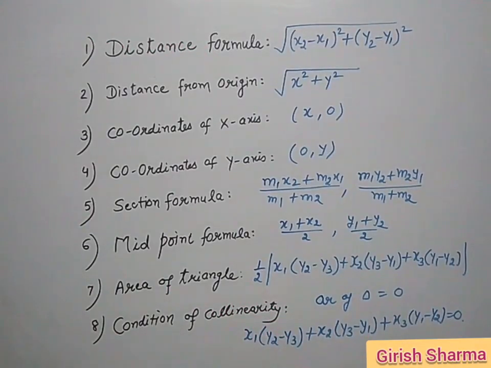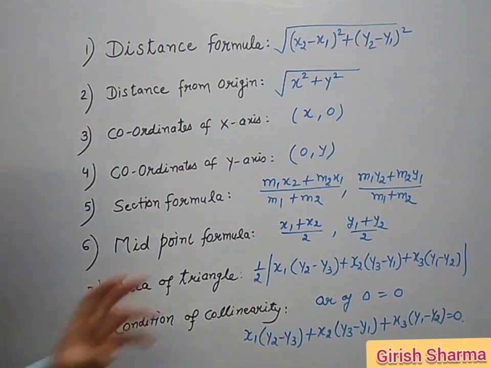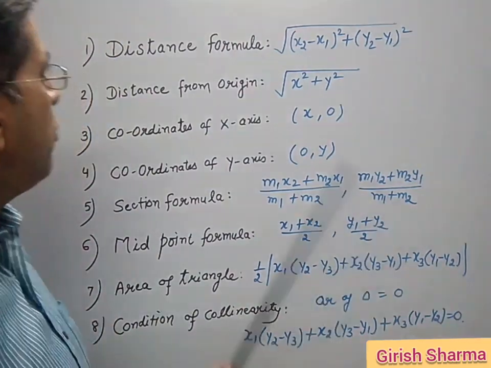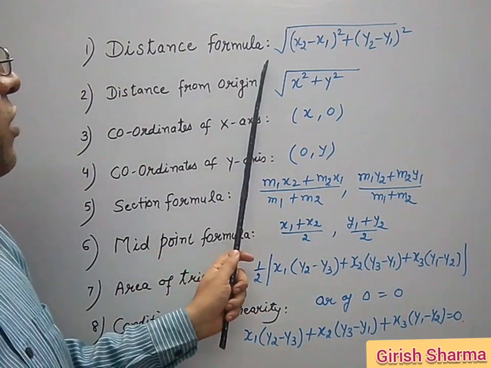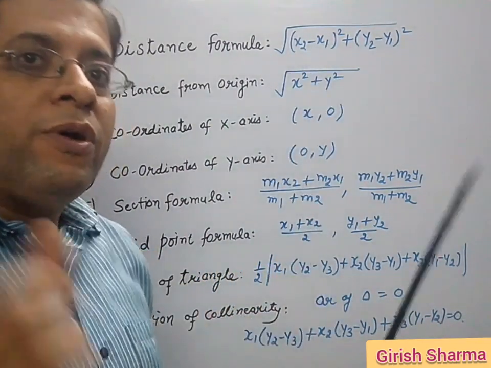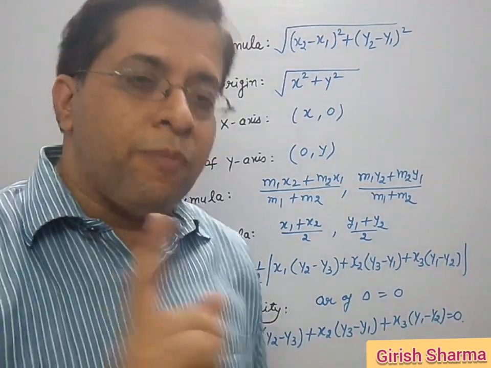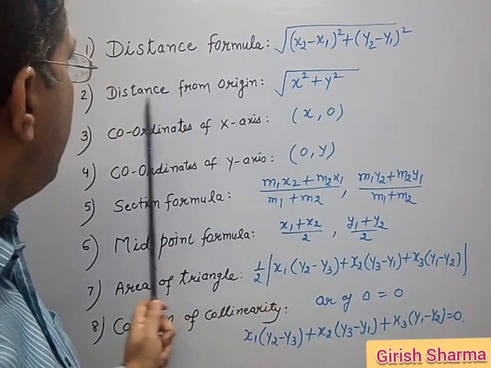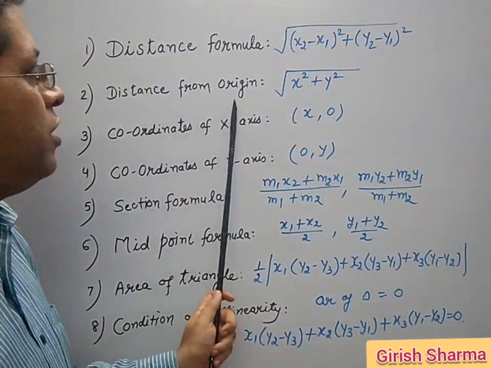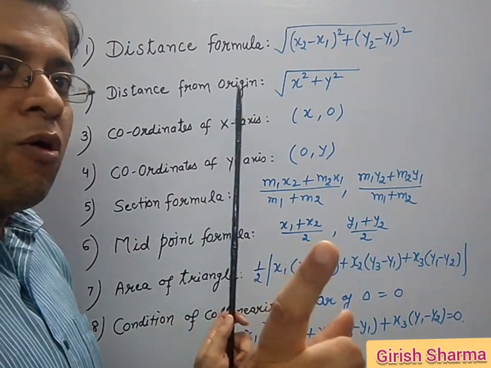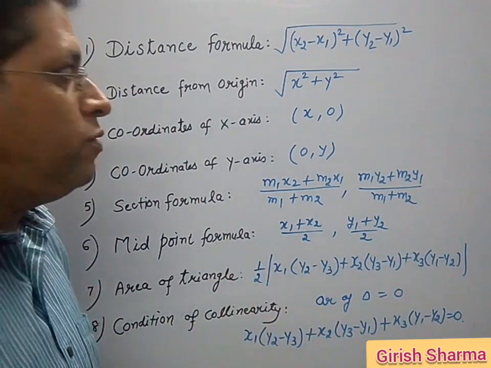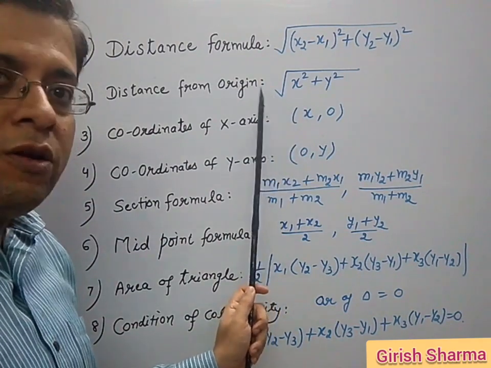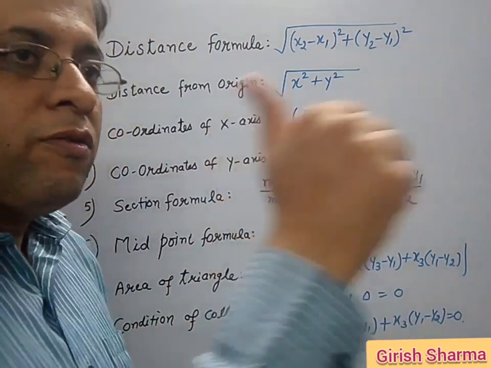Yes, come on. In coordinate geometry, how can we do the quick revision? See here, I have written formulas here. First formula is the distance formula. What is the distance formula? Under root (x2 minus x1) whole square plus (y2 minus y1) whole square. Getting? Now second, what is distance from origin? First, what is the coordinate of origin? That is (0, 0). Then the direct formula for distance from origin is under root x square plus y square.